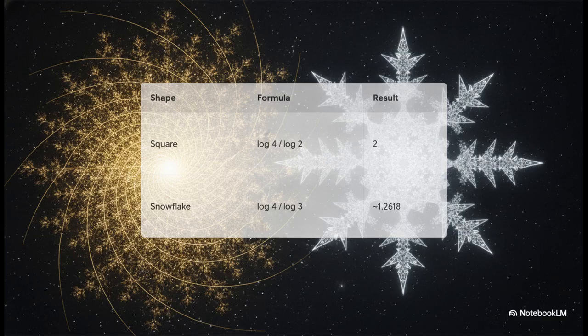Check out this comparison. If you double the size of a standard square, its area is made of 4 original squares. The formula is log 4 divided by log 2, which gives us a flat, perfect integer of 2. It's two-dimensional. Pretty standard, right?